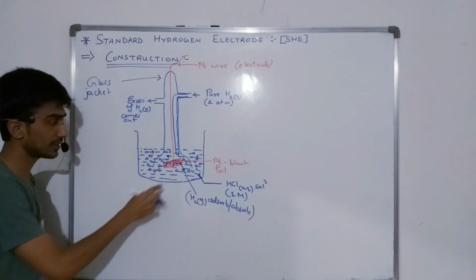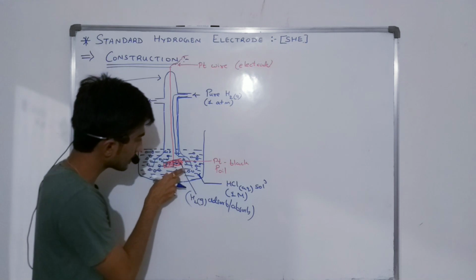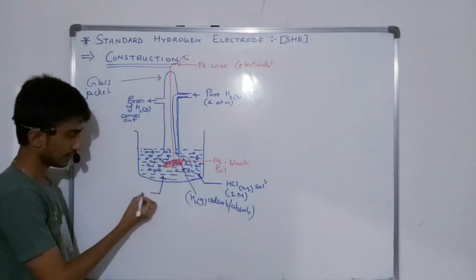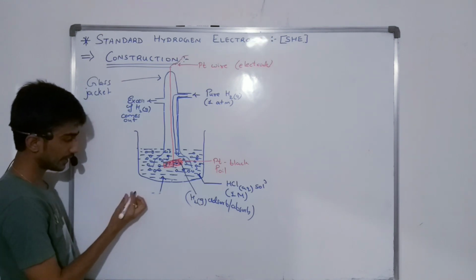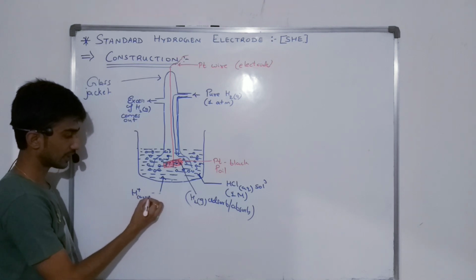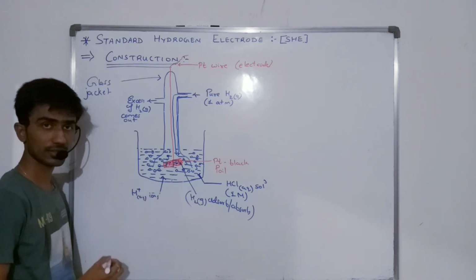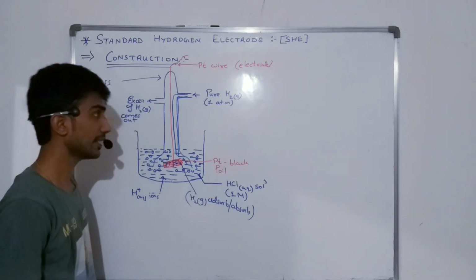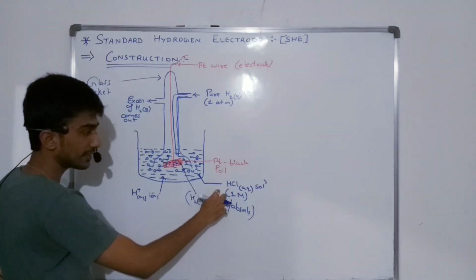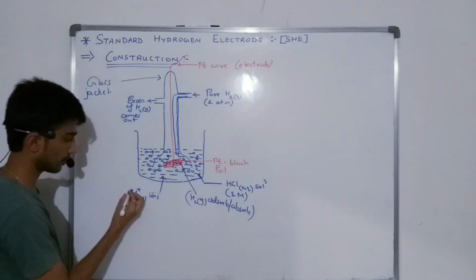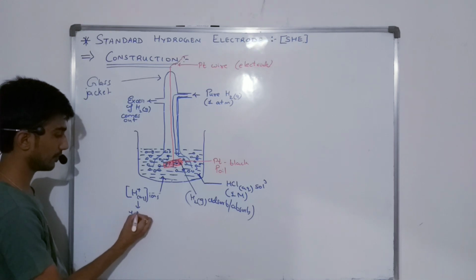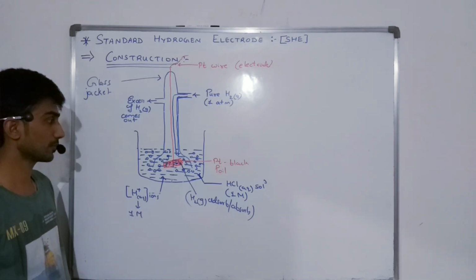Now what is happening with these hydrogen gas bubbles? And apart from that, this aqueous solution is also containing H plus ions. In the solution there are H plus ions because it is HCl solution, right? As the concentration of HCl is 1 molar, the concentration of H plus will also be 1 molar.